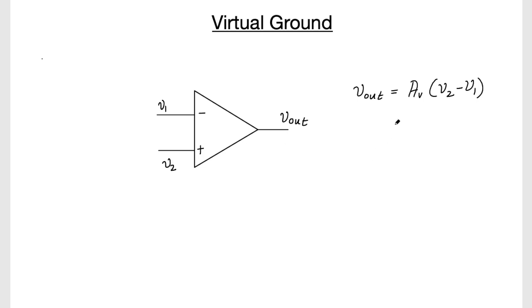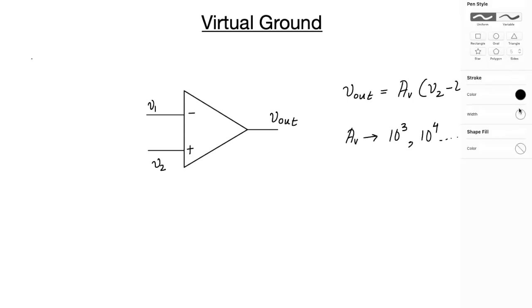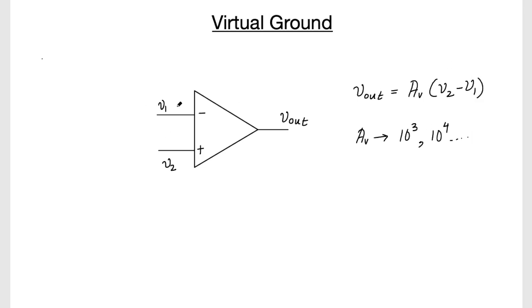The other important aspect of the op-amp is that the gain is very high. The gain is on the order of 1000 at the least, or it can be 10 power 4 or even 10 power 5. The other important characteristic of the op-amp is that the input impedance is very high, in the orders of tens or hundreds of mega ohms, so in our analysis we generally consider the input impedance to be infinite.